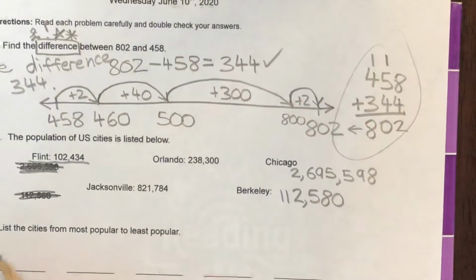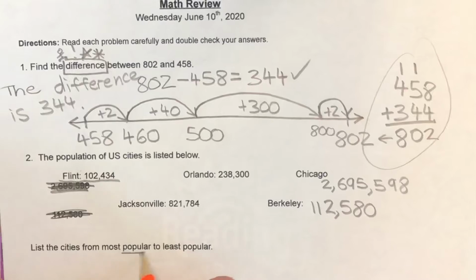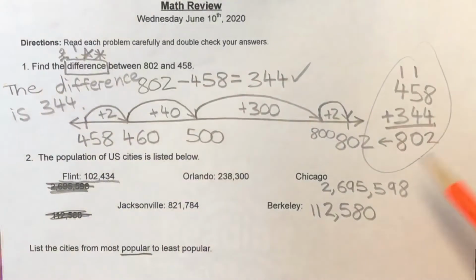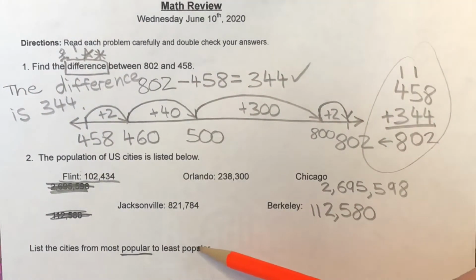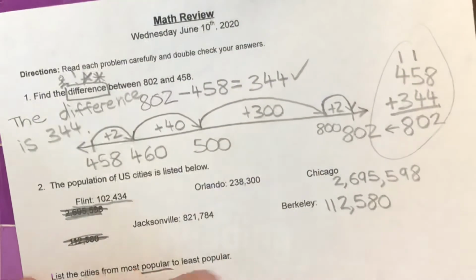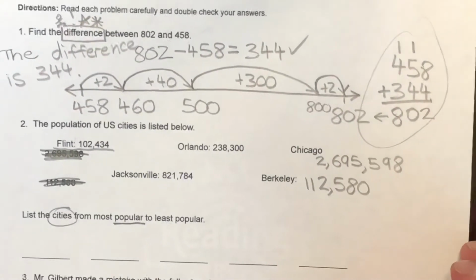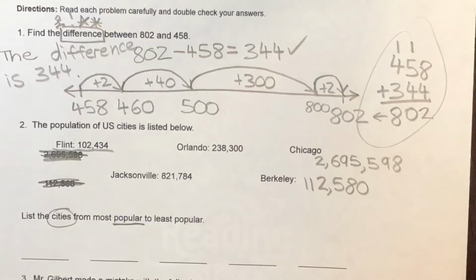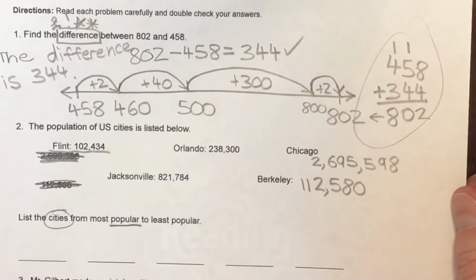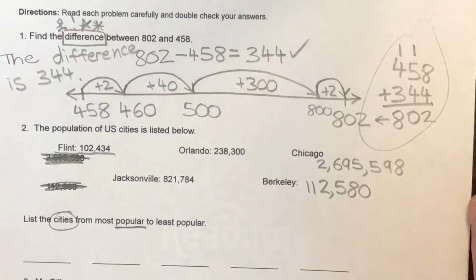Now what it says here is list the cities, but it says list them from most popular, so the cities that have the most, down to the least popular. Now remember, you're writing the names of cities on your page. So over to you. Hit the pause button and do this work. When it is done, you can come on back, check your work. Let's see if we got the right answer. Go ahead, guys, and pause.